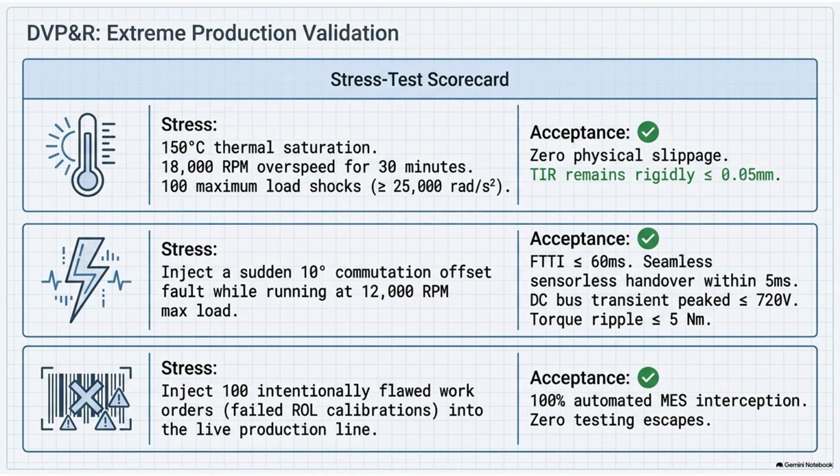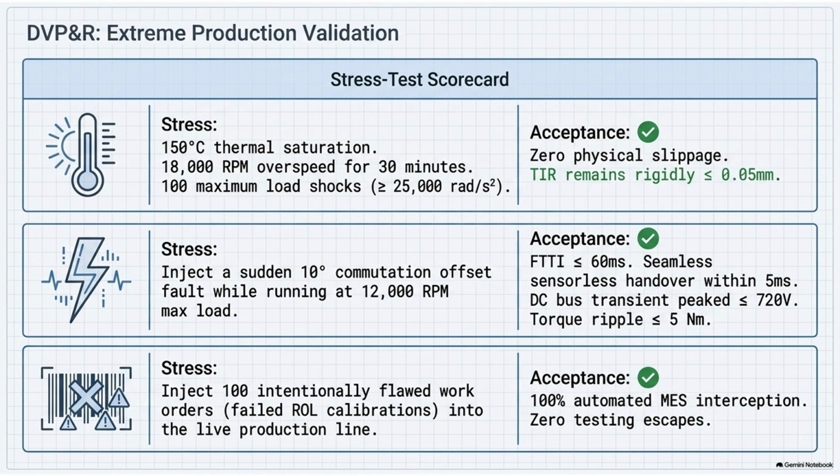Which brings us to the final, most violent phase of the source document, DVP&R, production validation. Design, verification, plan, and report. This is the final sign-off before a single motor is approved for mass production and sold to the public. You have to violently test everything you just built. You have to actively try to destroy it. And the first test is the extreme mechanical fatigue testing, or as I look at it, the physical torture chamber.